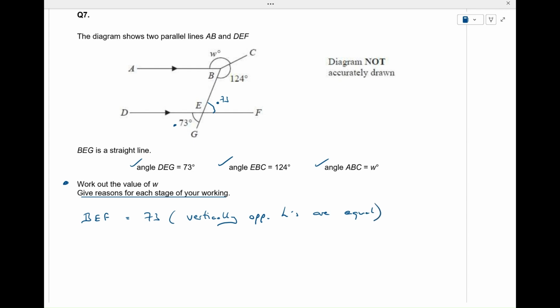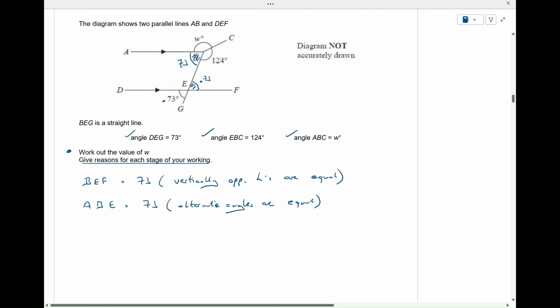Oh, wait a minute, look. Do you see that makes a Z, right? That's 73 and this 73, that one and that one, they're alternate angles. They're equal angles, aren't they? Alternate angles are equal. So now I know that, what is that point there? Oh, it's B. ABE equals 73. Alternate angles are equal. Now I know that's 73.